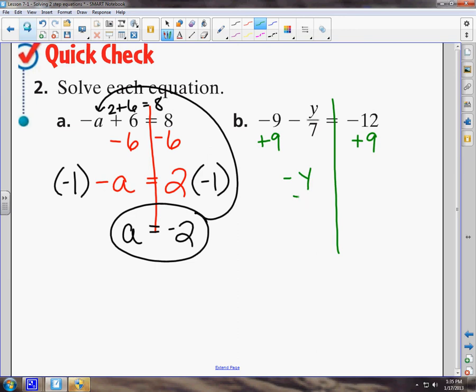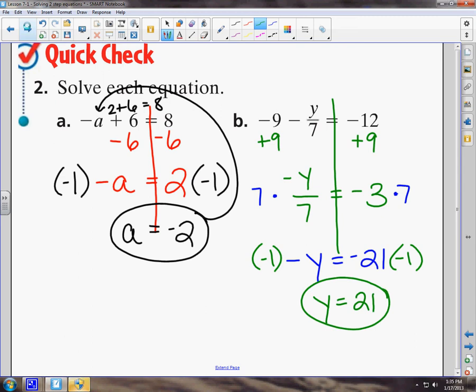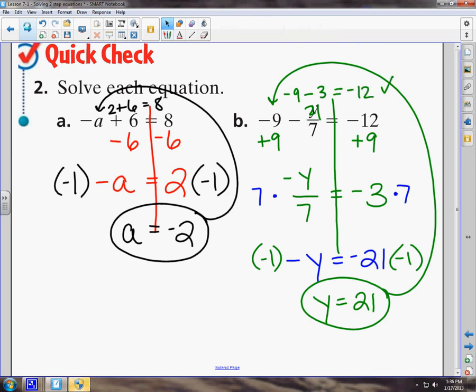Okay, here I am going to add 9 to both sides. And so I get negative y over 7 equals negative 12 plus 9, which is negative 3. Then I'm going to multiply both sides by 7, so I get negative y equals negative 21. Then I'm going to multiply both sides by negative 1, so y equals 21. Let's try it: negative 9 minus 21 divided by 7. 21 divided by 7 is 3, and negative 9 minus 3 is negative 12. Yep, that one works.